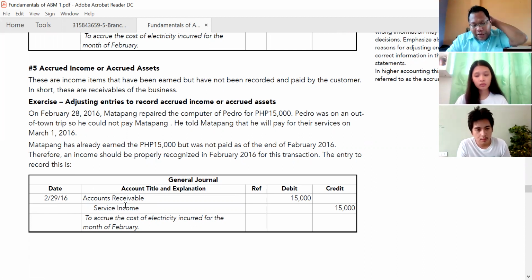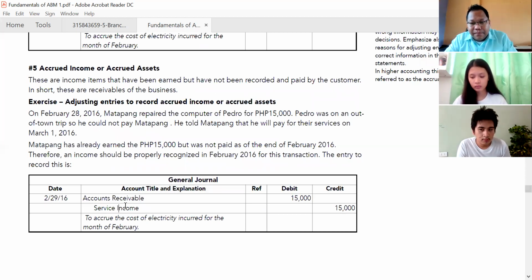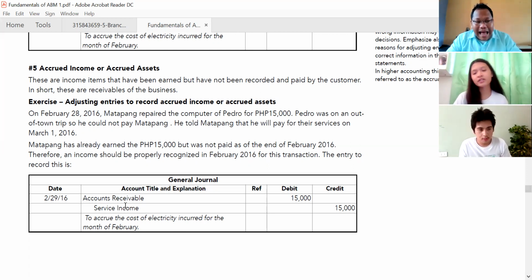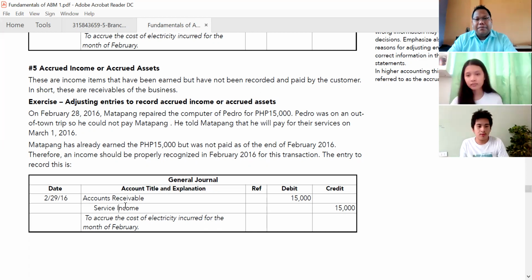So let's assume, let's continue, let's bring this further. What if Pedro came back on March 12? So what happened was, on March 12, Matapang received the cash that he was supposed to receive from Feb 28. What will you put on debit, Nicole? Cash. Cash, correct. What will you put on credit, Nathan? Accounts receivable. Correct. Accounts receivable.